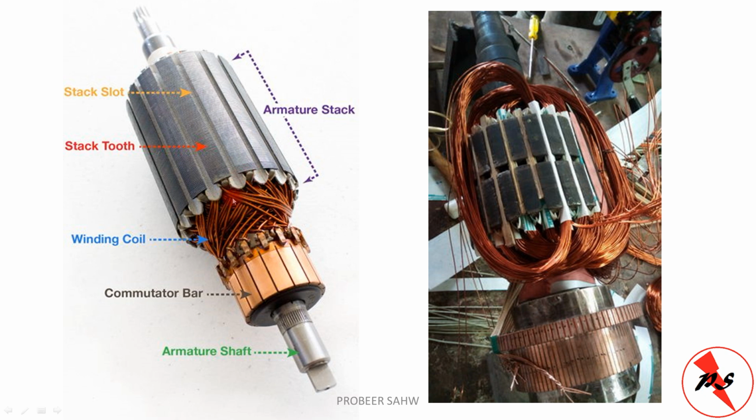Now we see that these winding coils are connected to the commutator bars. These winding coils are fitted into the armature slots, and then one end of the armature winding is connected to the commutator bars. The commutator is also mounted on the shaft, and when the shaft rotates, the commutator bars and the armature stack all rotate together. So this is how the rotor of a DC machine looks.